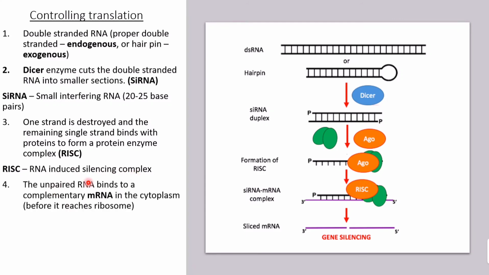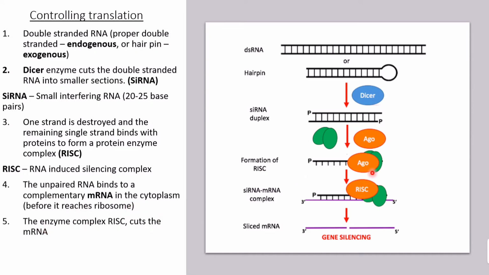So the unpaired RNA on our RISC complex binds to a complementary mRNA in the cytoplasm. So this mRNA has been transcribed from the DNA in the nucleus, it's come out of the nuclear pores, and it is coming to be translated at a ribosome. So this RNA on our RISC complex binds to the mRNA before it reaches a ribosome. And the enzyme complex RISC cuts this mRNA.